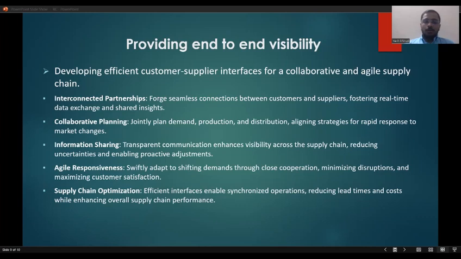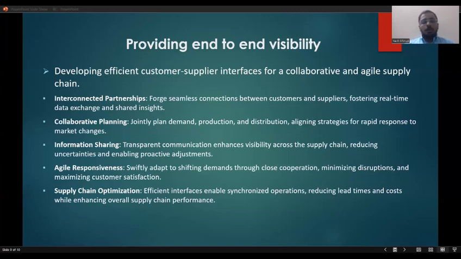Next aspect is collaborative planning, which allows each stakeholder to make a significant contribution and also enhances the transparency between them. Talking about information sharing, as collaborative planning is based on transparent communication, which enhances visibility across the overall supply chain, which in turn reduces uncertainty and enables proactive adjustment.